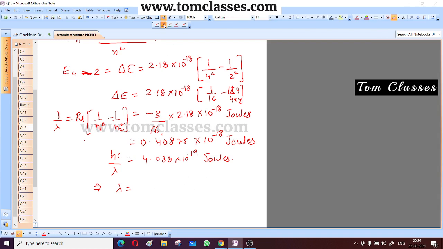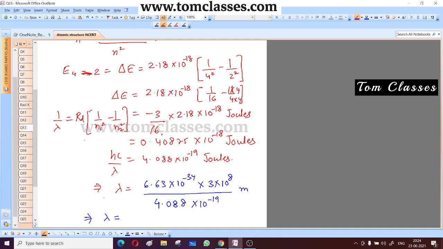So lambda here is going to be 6.63 into 10 to power minus 34 into 3 into 10 to power 8, divided by 4.088 into 10 to power minus 19, right? That much meter. So what is the wavelength? Can you calculate? And this should come out to be in the visible range, right?